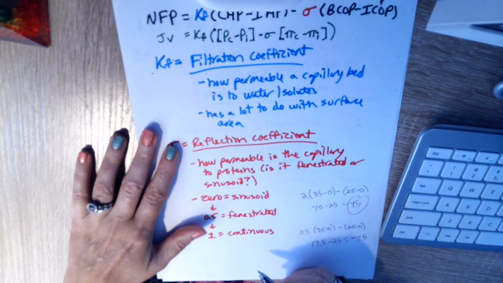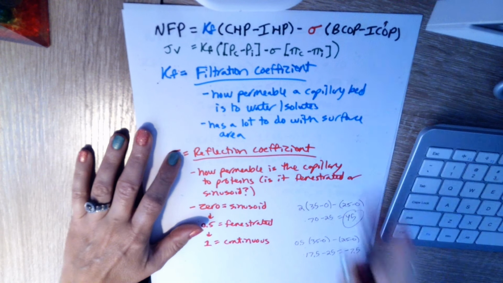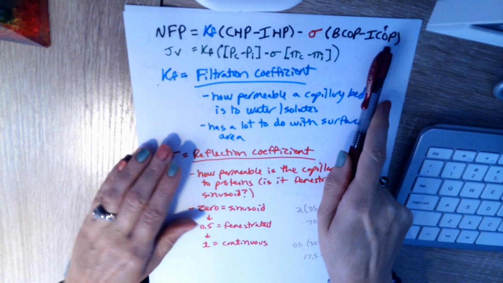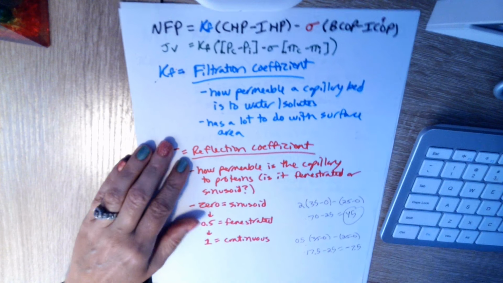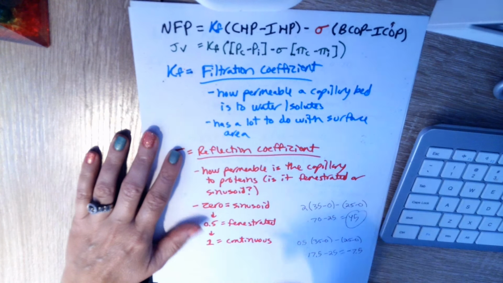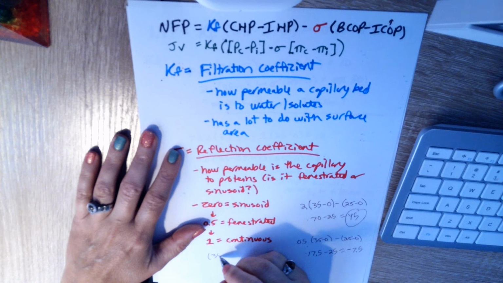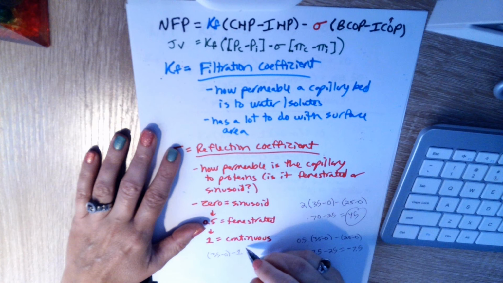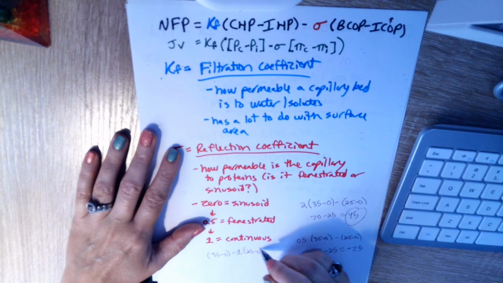So let's just plug that into our equation. Let's just set this at 0. Let's ignore the fact that when you have a sinusoid or fenestrated capillary that's going to go up. Let's just ignore that so we can just look at the math here. So we'll also ignore the filtration coefficient. So we'll do 35 minus 0, and let's just do a continuous capillary. So we'll make that reflection coefficient 1, and that's 25 minus 0.